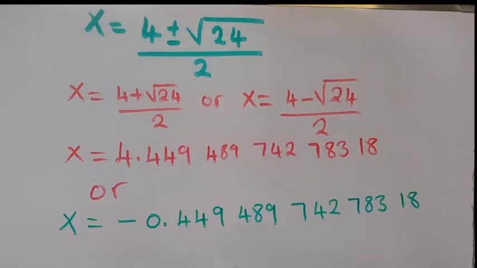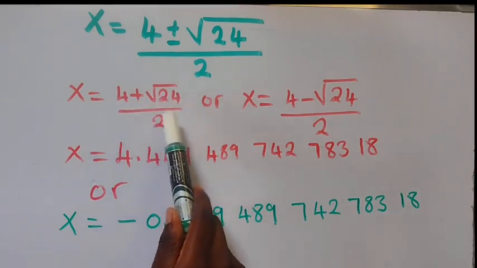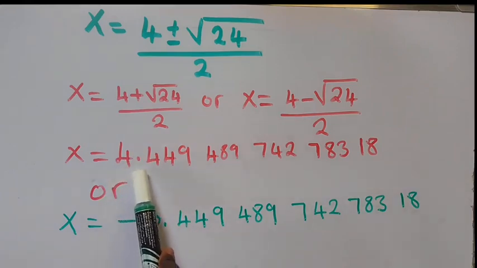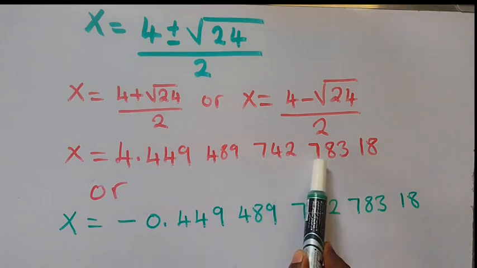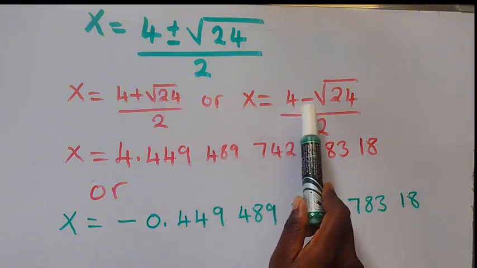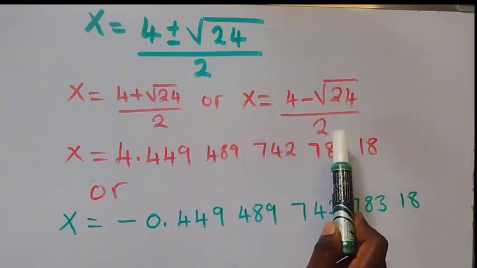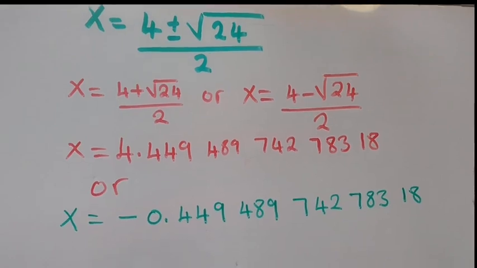After you punch on your calculator 4 plus the square root of 24 divided by 2, you are going to get 4.44948974278318. Or again, you punch 4 minus the square root of 24 divided by 2, you get negative 0.44948974278318. Now we just need to give our final answer.